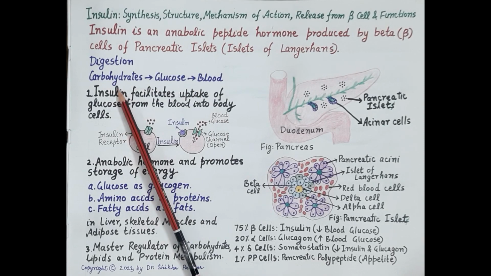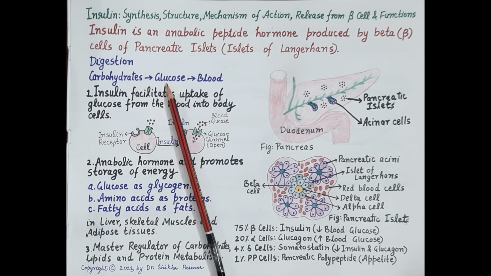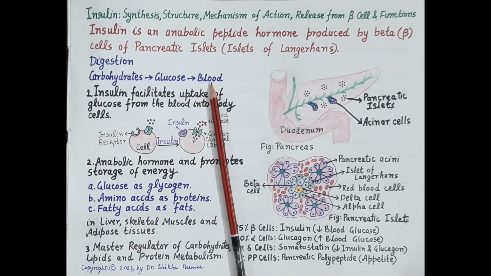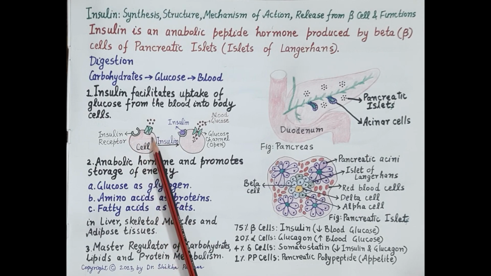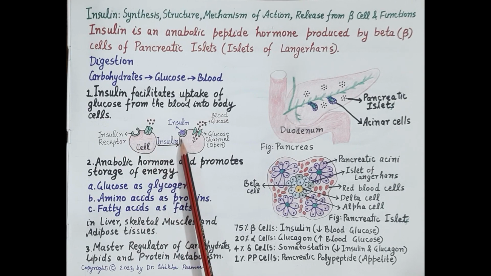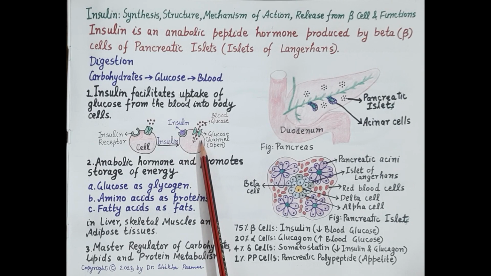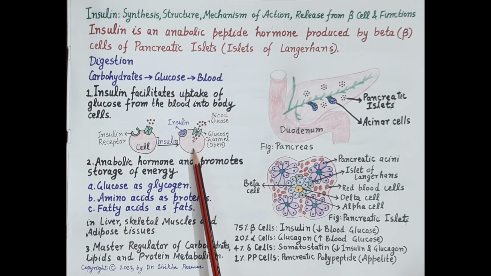Now, as we all know, when we eat food, carbohydrates in the food are broken down to glucose and the glucose is absorbed in the blood. This increases levels of glucose in the blood. Now, look at this figure. This is a cell. This is insulin receptor and this is a glucose channel which is closed. Now, as soon as insulin binds to insulin receptor, the glucose channel opens and now glucose from the blood is transported inside the cell.